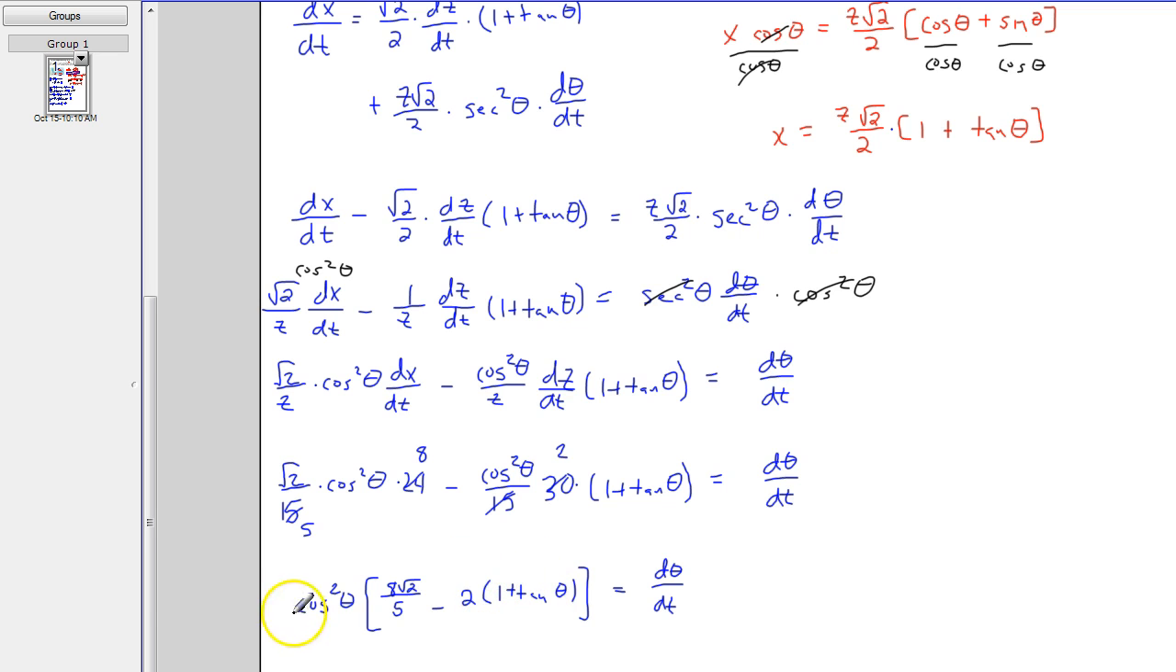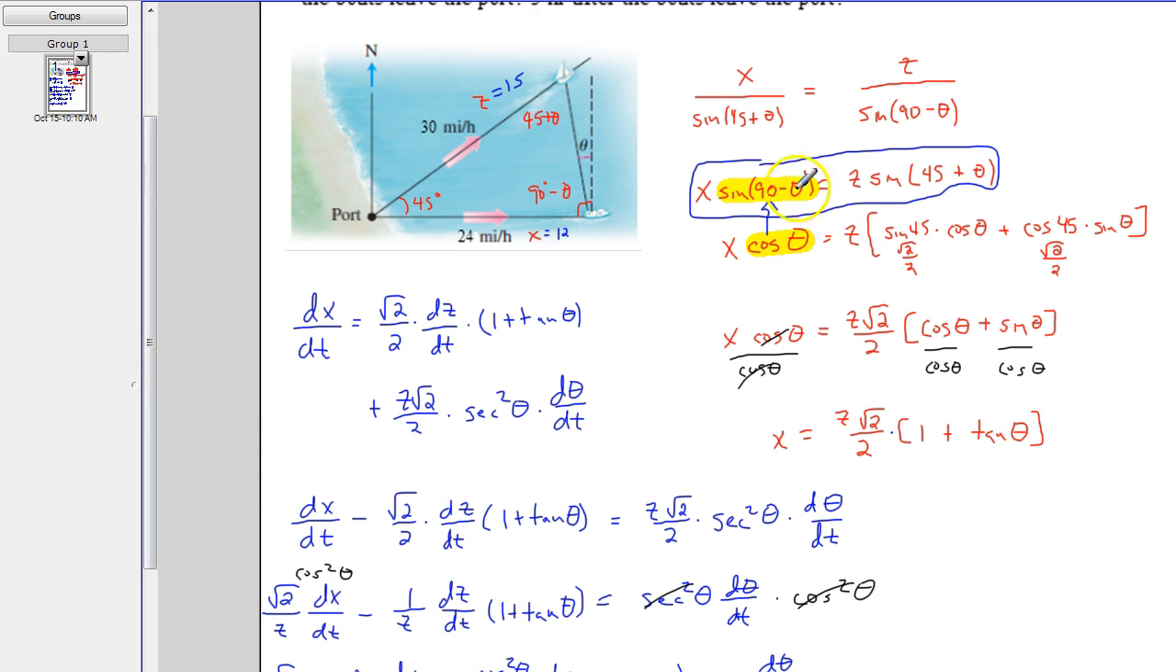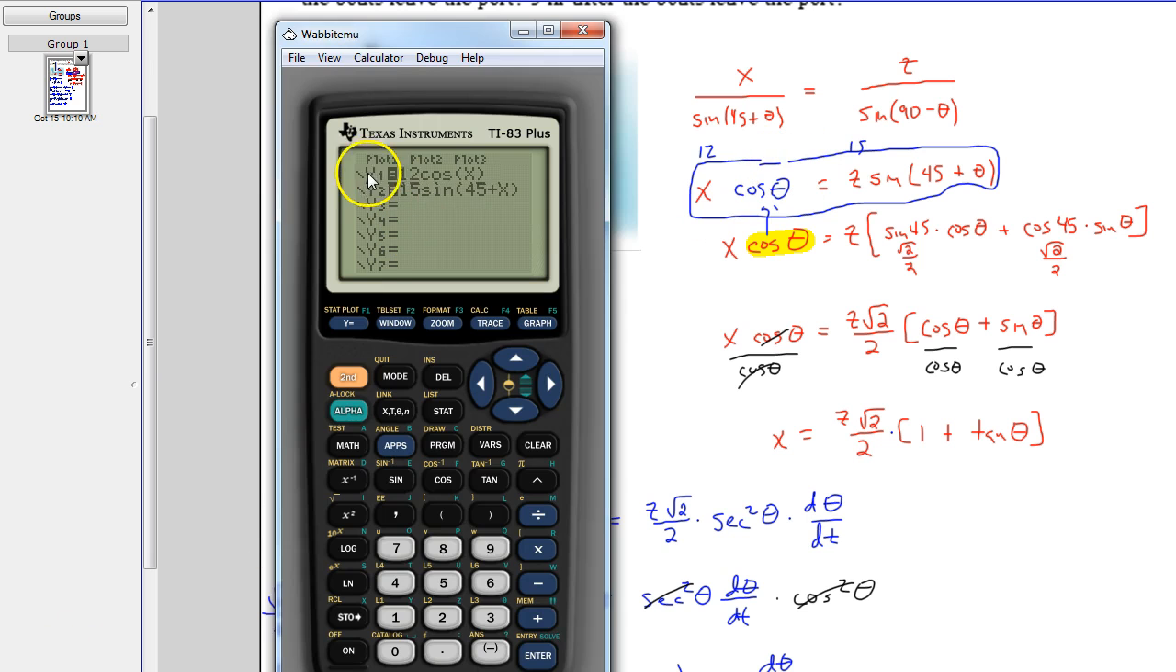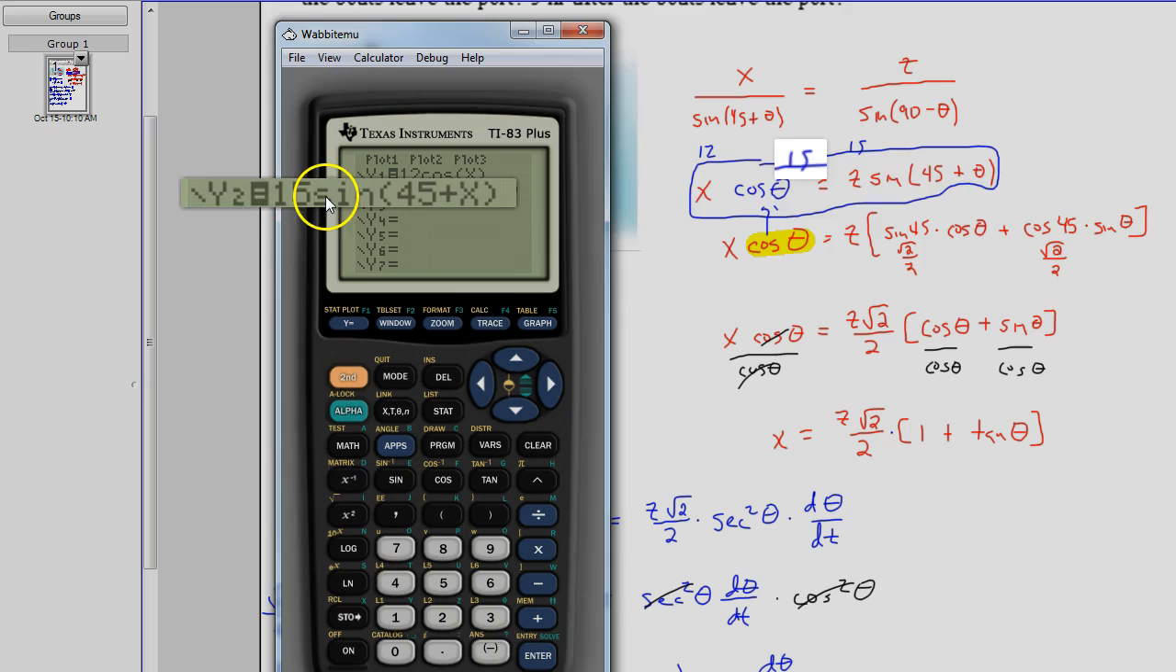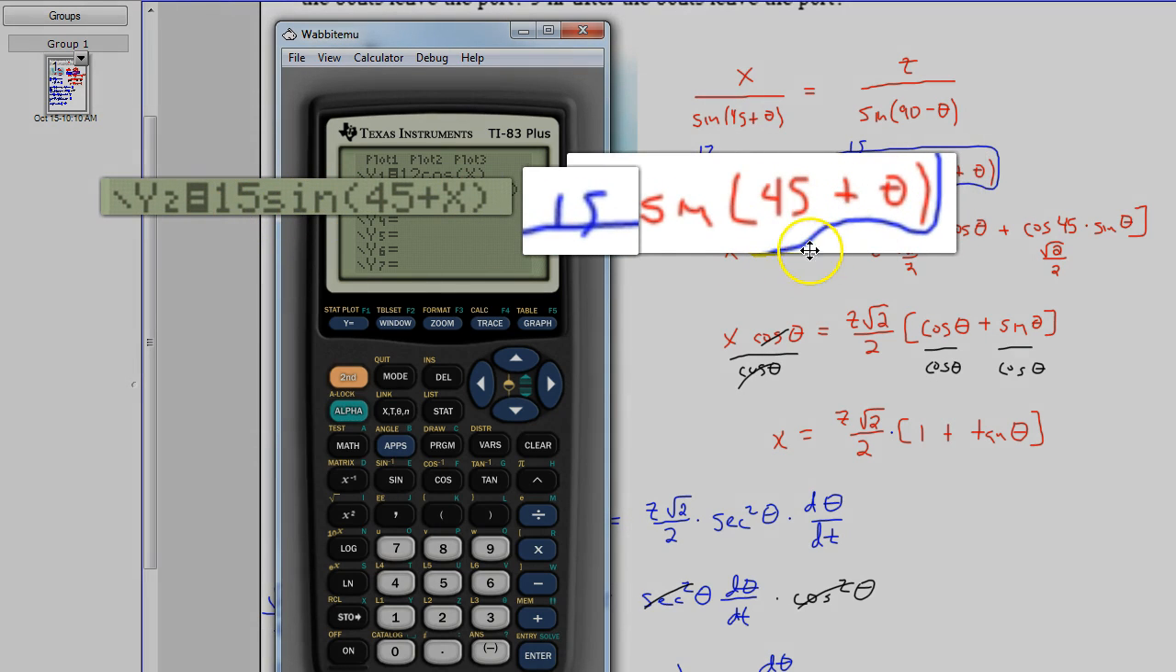So what we're going to do is go back up to this guy right here, and again this is with cosine. I'm going to go ahead and just erase it so you'll have that. This is going to be cosine in our formula that we're going to use. We know x now. x is 12 for this scenario. We know z is 15 for this scenario. What we're going to do is use our calculator and plug in and figure out what the angle has to be. So in my y1 I've got 12 cosine theta. Well, x. I've just replaced the variable that's unknown with x. And then in y2 I've got 15 sine of 45 plus x.